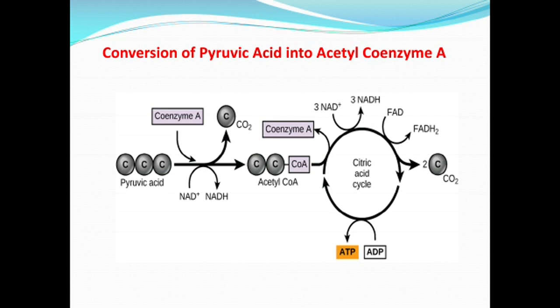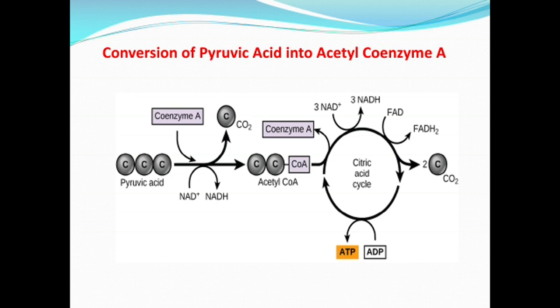Now, what happens in the matrix of mitochondria? This pyruvic acid gets converted into acetyl CoA. Acetyl CoA means acetyl coenzyme A. Pyruvic acid enters the matrix of mitochondria from the cytoplasm and is converted into acetyl coenzyme A. We can say it is the intermediate reaction, or a linked reaction between glycolysis and the Krebs cycle. That means pyruvic acid does not go directly into the Krebs cycle. In between, there is a formation of acetyl coenzyme A.